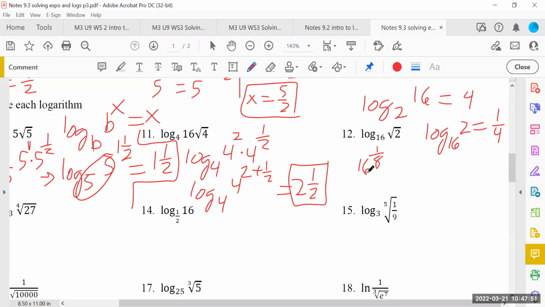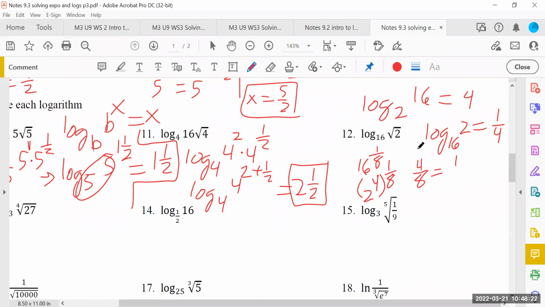Let's rewrite that. 16 would be 2 to the 4th power, to the 1 over 8. If I multiply those, 4 times 1 over 8, 4 over 8 would be 1 over 2. The square root of 2. That's what I'm looking for. So I have the right answer right now. The right answer is 1 over 8. But that was kind of a weird way to get there.